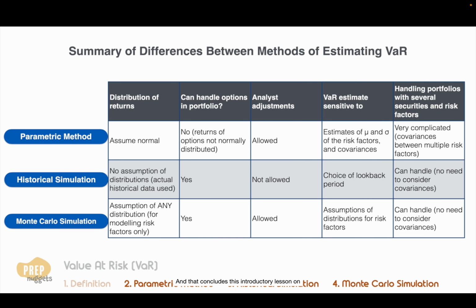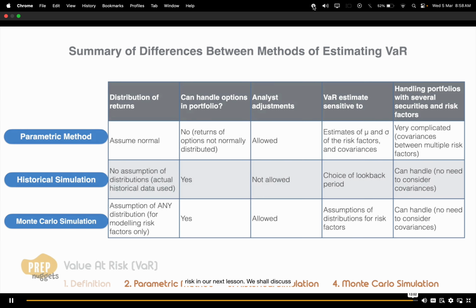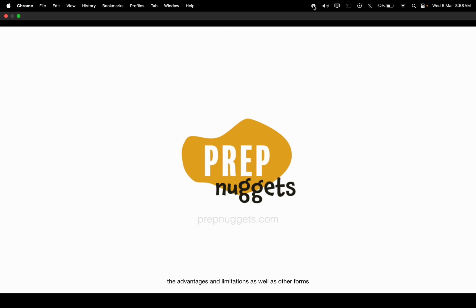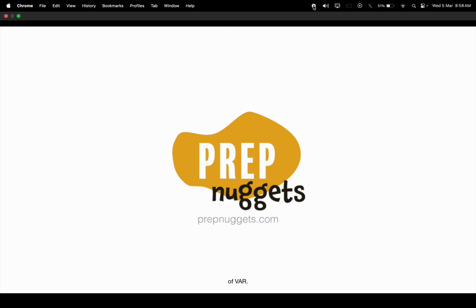And that concludes this introductory lesson on the definition and methods of estimating value at risk. In our next lesson, we shall discuss the advantages and limitations, as well as other forms of VaR.